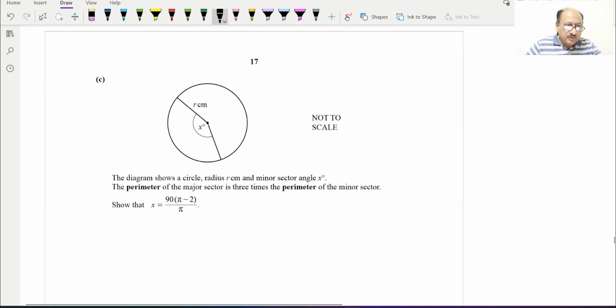Now the C part, and the C part says a diagram is again provided which is not to scale. The diagram shows a circle of radius r, so this is radius r, and a minor sector with angle x degrees. The perimeter of the major sector is 3 times the perimeter of the minor sector. So this is the condition of the question and we need to show this. So what we can do is find the length of this arc.